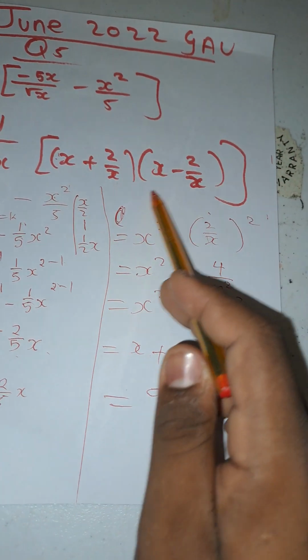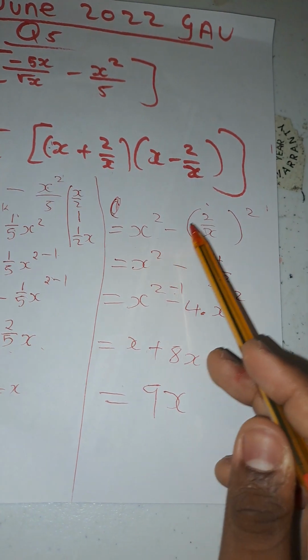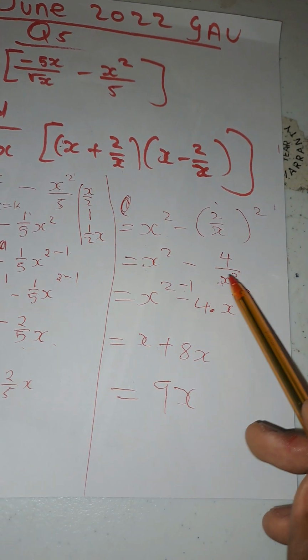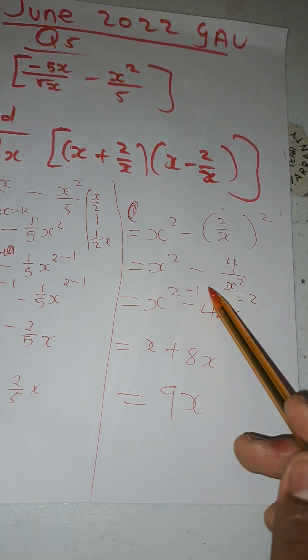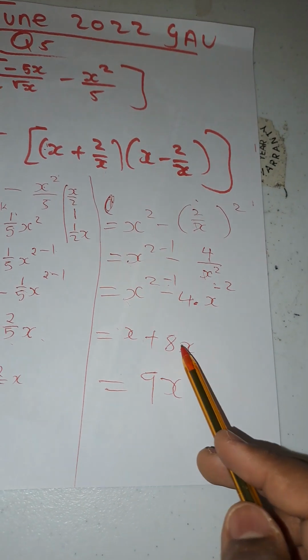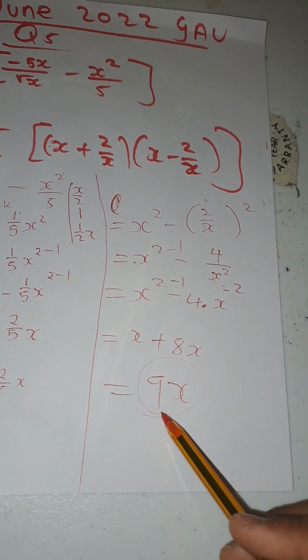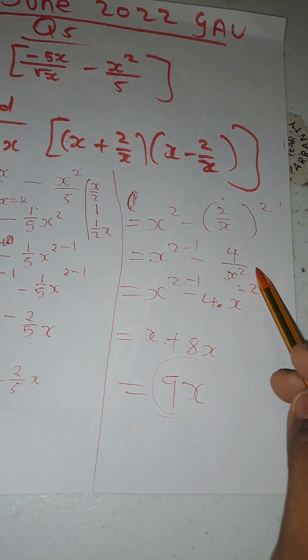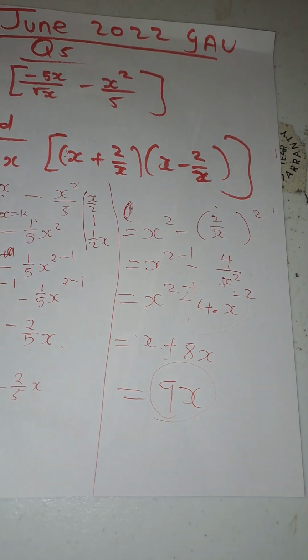That side, these ones are difference of two squares, so it will be x squared minus 2 over x squared, and then it will be x squared minus 4 over x squared, and then x to the power of 2 minus 1. Derivatives again, so it will be x plus x, 8x, and then my answer is 9x, because this one, a negative times a negative is a positive. 2 times 2 times 4, it is 8, and then that one, it is x again.